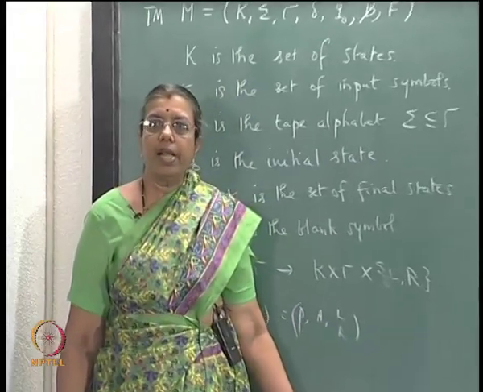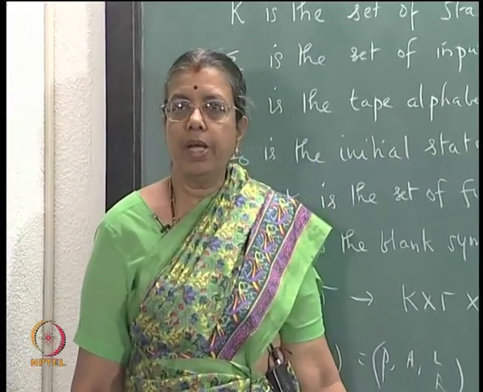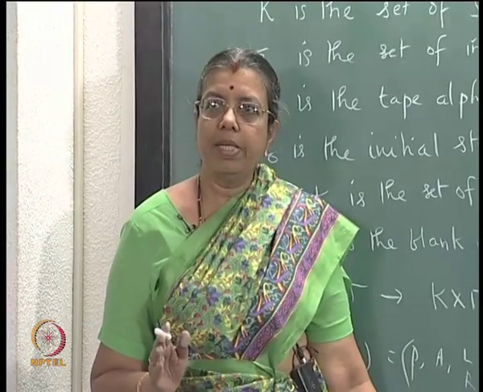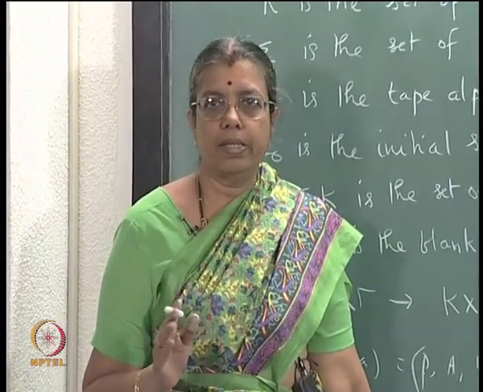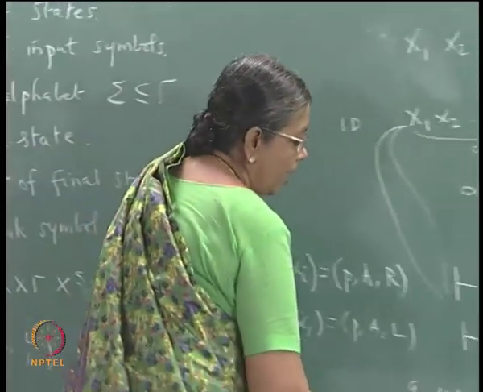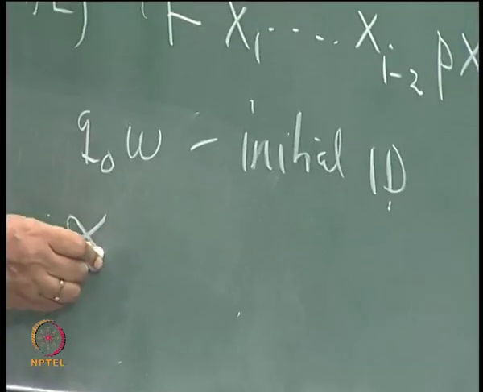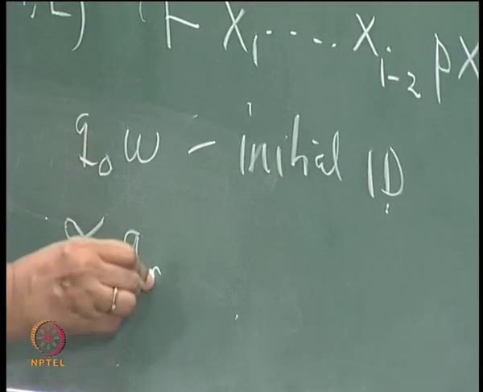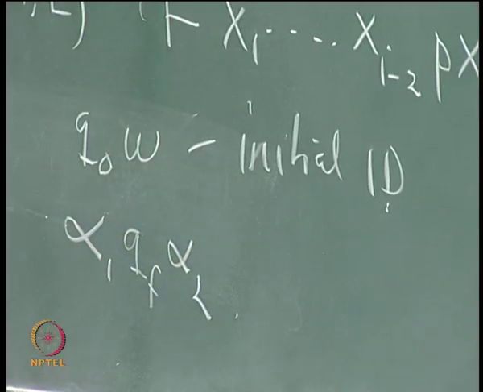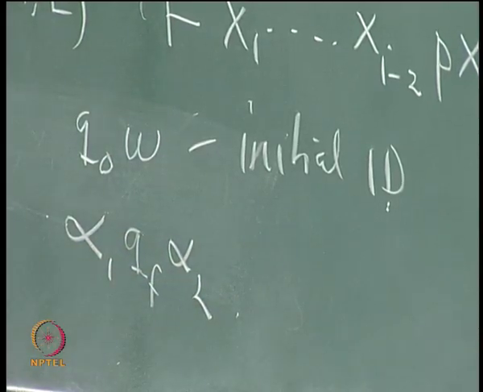Without loss of generality, you can assume that once it reaches a final state, it halts. The machine, once it accepts, it halts. There is no loss of generality in assuming that. So, at the end, there will be some configuration alpha 1 q f alpha 2. It will halt with some such ID, where qf is a final state.